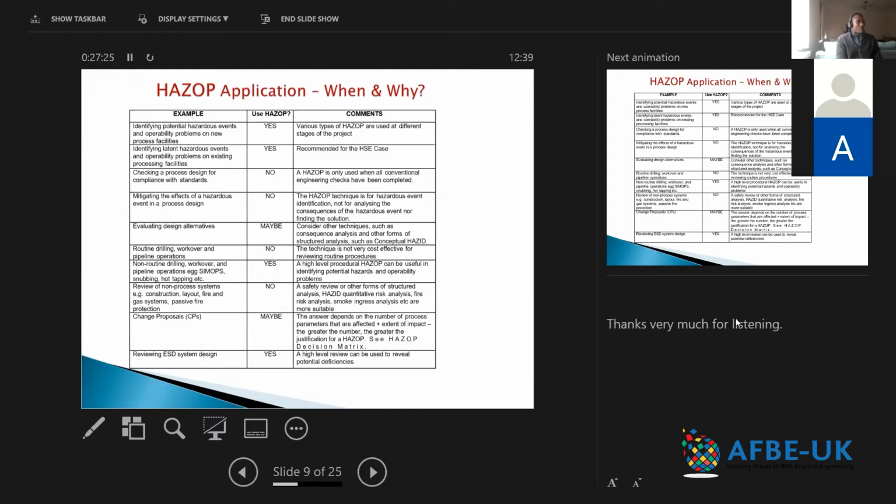Checking a process design for compliance with standards. That's a definite no. You don't use a HAZOP to check for completeness of a design or compliance with standards. What you end up having, if you even try to do a HAZOP for that, is a design review. What you need to be doing is a design or P&ID review or whatever. In any case, the design should already be compliant with all the applicable process standards and everything before you can HAZOP. It's not what a HAZOP is for. Evaluating design alternatives, yes, possibly.